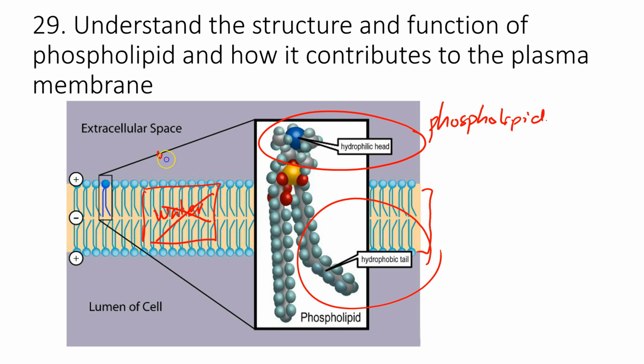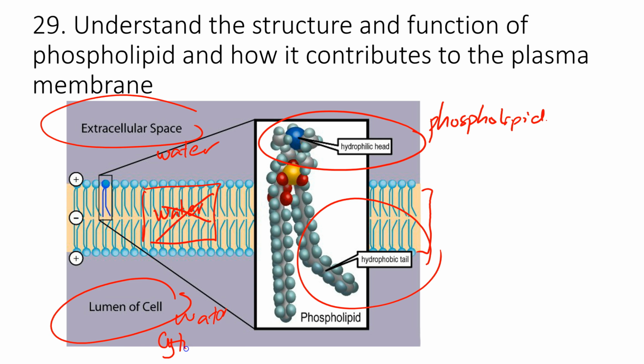No water, but water or other polar molecules will be at the extracellular space or the lumen of the cell, basically your cytoplasm, and the extracellular space that is outside of the cell. So you also have the proteins that are embedded in the phospholipid bilayer so that stuff can go in or out of the membrane.